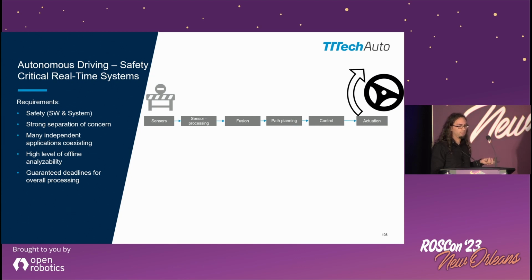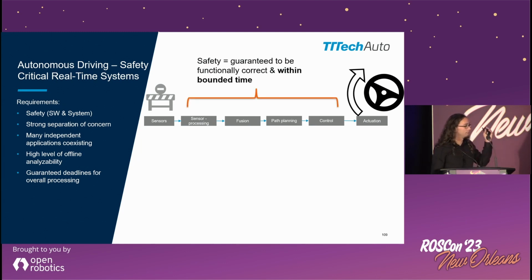And also we do have an environment where we have many suppliers contributing to the overall functionality. And no supplier wants to be packed with another supplier into one process, because then testing gets really problematic. So for all of this, we also need a very high level of offline analyzability. We need to generate evidences that the system is working as it is supposed to. And we have to guarantee deadlines, meaning it's a hard real-time system. So a system is only safe if it is guaranteed to be functionally correct, but also provides the output in a bounded amount of time.